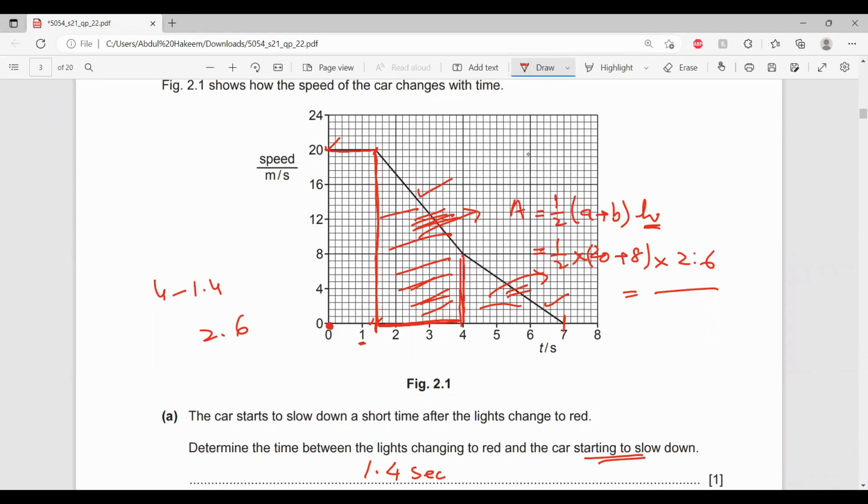And the area of the triangle is 1 by 2, base times height. So look, this is the base from 4 to 7, this is 3. And the height is 8. The 2 fours are 8, so this becomes 12. And then you have to calculate this. This is 28, meaning 14 times 2.6.